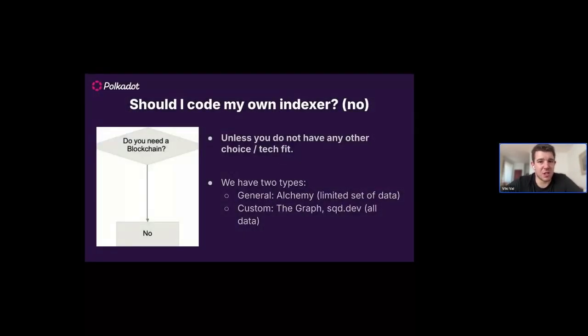Maybe the question now is, should you code your own indexer? And the short answer is, please no, unless you don't have any other choice or tech fit, for example, the indexer technology doesn't work on your particular blockchain, or there is something you would specifically need, like you have ultra hacky devs that know Elixir and you need to have it in Elixir instead of TypeScript. Then go for it, but otherwise I wouldn't recommend it. It's very hard to process. You would need to write very hacky ways for the RPC data, and you would want to focus on your business logic, not on reinventing the wheel.